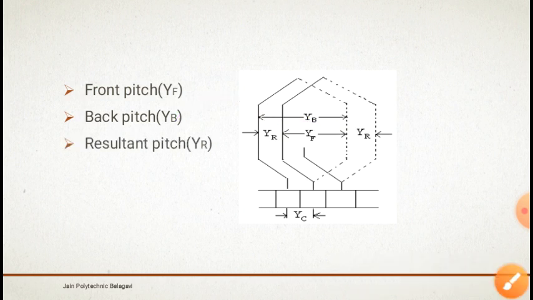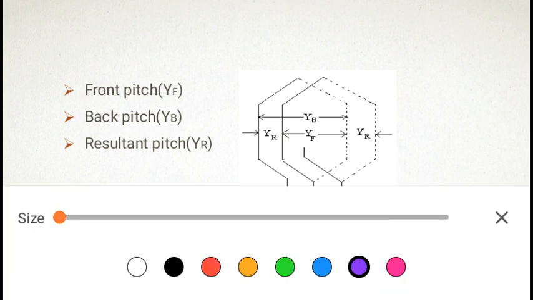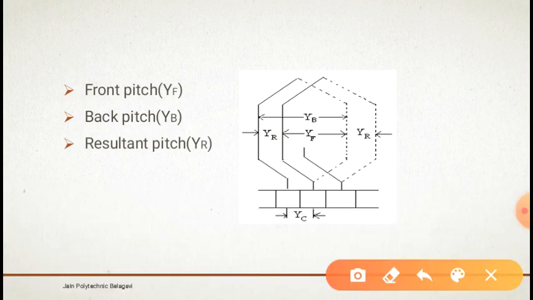Next one is the resultant pitch. Resultant pitch is nothing but the distance between the beginning of one coil and the beginning of the next coil. If I take this one as the beginning of the first coil, and this one as the beginning of the next coil, then the distance between these two conductors is called resultant pitch.